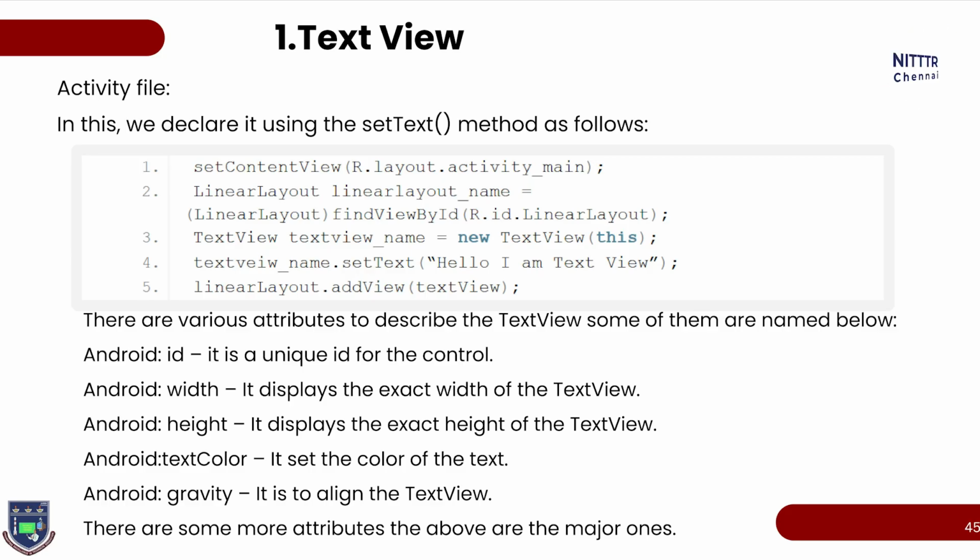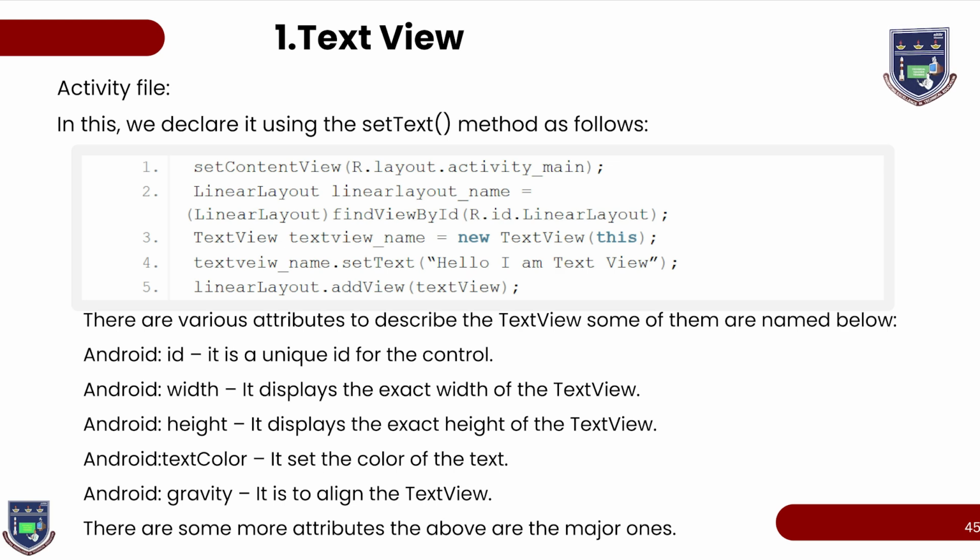This is equivalent to android:text, which in the XML we have already given as the same line, but here it is in a different format. So it is equivalent to android:text "Hello, I am a TextView" in the XML. Then we have linearLayout name dot addView. This particular line adds the newly created TextView inside the linear layout. So now at runtime, the TextView will appear on the screen below any other views already in the layout. There are various attributes to describe the TextView, and some of them are named below.